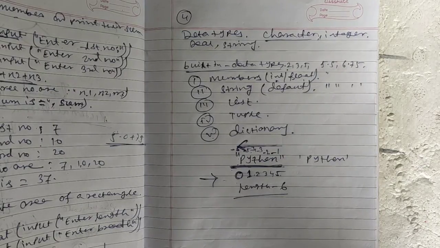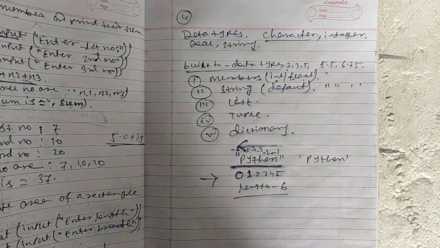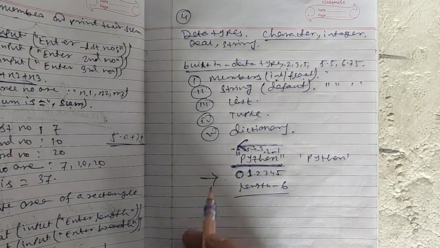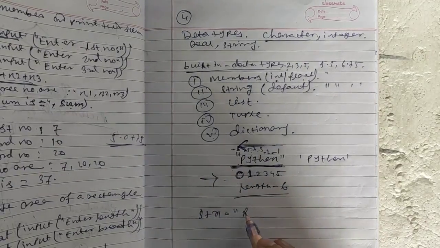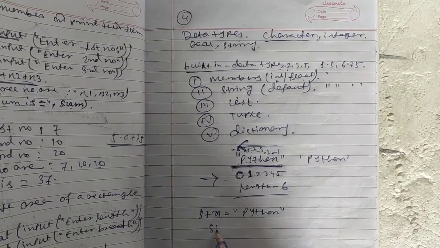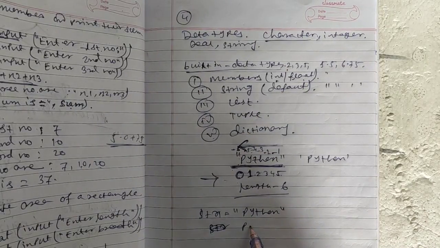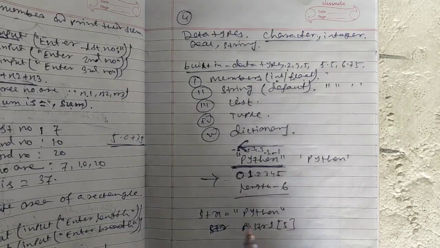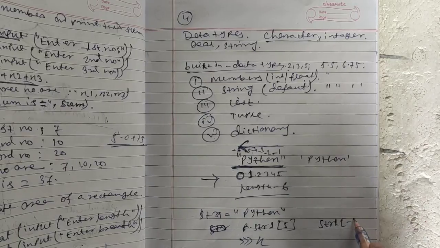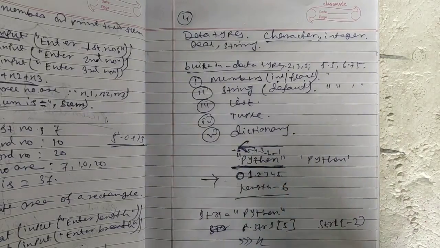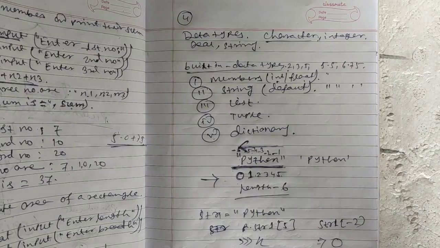Always remember, if you want to print, suppose str1 equal to Python. Now if you print str1[5], what does it give? It gives the output N, the character at index 5. Now if you want to print str1[-2], what does it give? O, in the reverse order. Okay, in this way this is considered as a string.